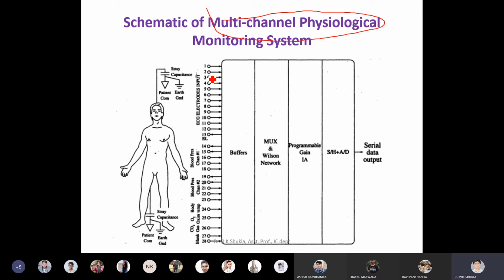What this says is that there are several channels, and through these channels it is possible to measure the physiological parameters of the patient or of the person. Here you can see there is a possibility to monitor ECG, to measure blood pressure with the help of two channels, to measure body temperature, O2 and CO2, and there are two blank channels which they have provided for future expansion.